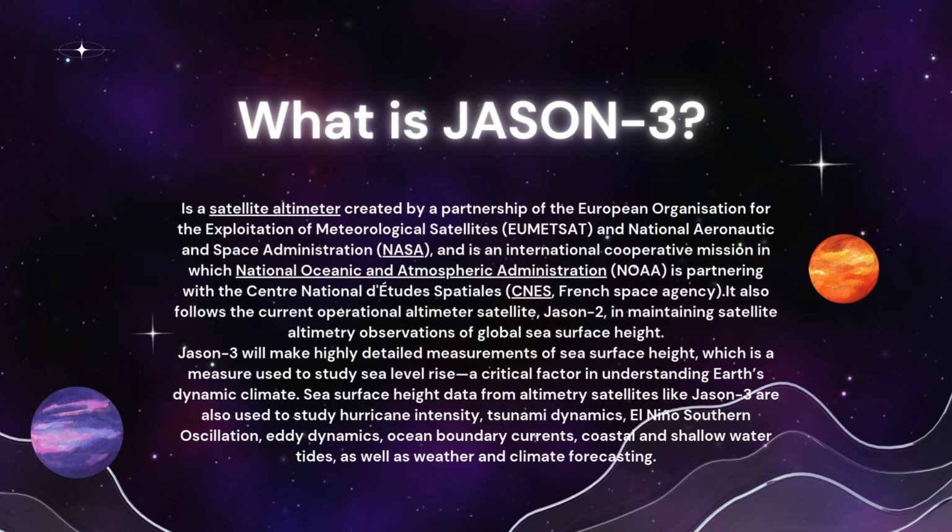Jason 3 will make highly detailed measurements of sea surface height, which is a measure used to study sea level rise, a critical factor in understanding Earth's dynamic climate. Sea surface height data from altimetry satellites like Jason 3 are also used to study hurricane intensity, tsunami dynamics, El Niño southern oscillation, eddy dynamics, ocean boundary currents, coastal and shallow water tides, as well as weather and climate forecasting.